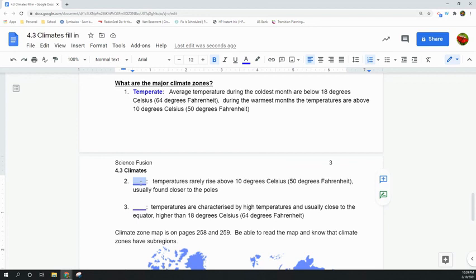The second type of climate zone is polar, and these are where temperatures barely rise above 10 degrees. So obviously really cold. And then the other climate zone we'll have is tropical. And these are obviously areas that are pretty darn warm and also can have lots of rain.